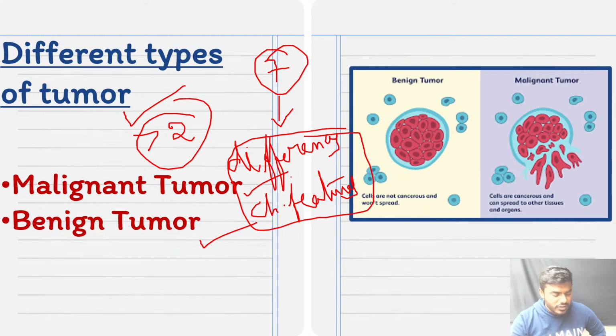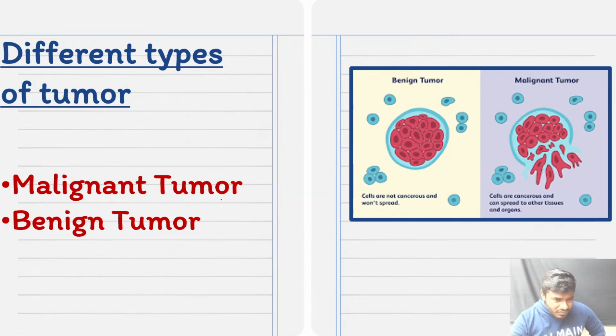So that's why, friends, you should not miss any kind of differences. At the same time, you should not miss any kind of characteristic features also. I'll show you. So malignant tumor and benign tumor, I want you to listen to my words very carefully without any confusion.